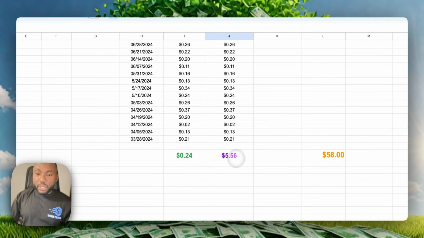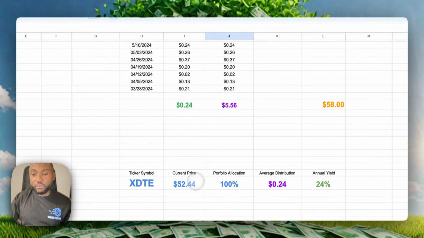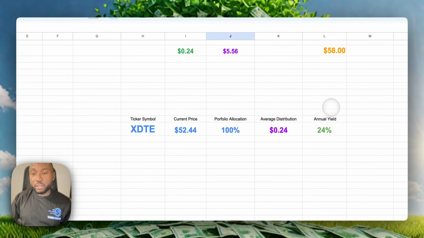So overall, they've paid $5.56 since inception, which is about 6 months ago. And if you combine that with the price of today, which is $52.44, you're getting $58, right? And the yield as of the last dividend is 34%, but on average, which we're going to use here, we're getting only 24% yields annually.